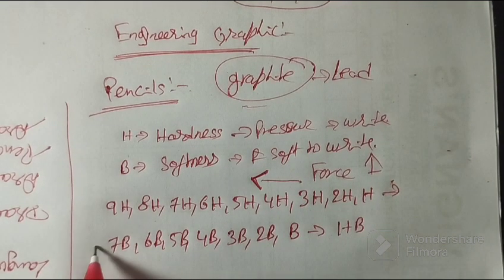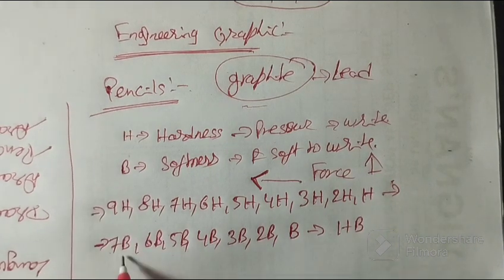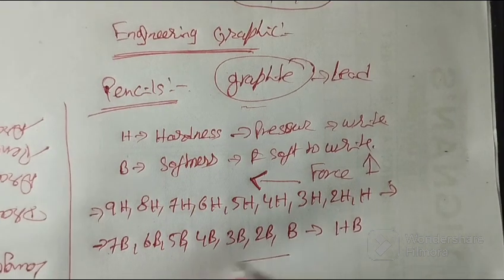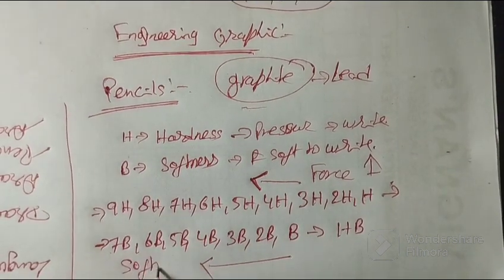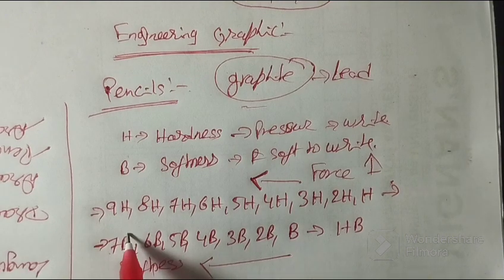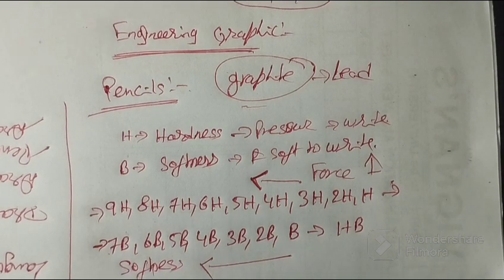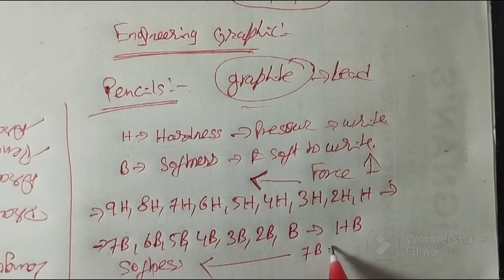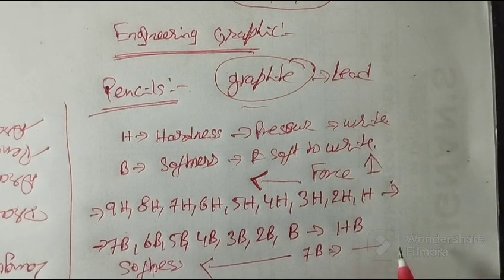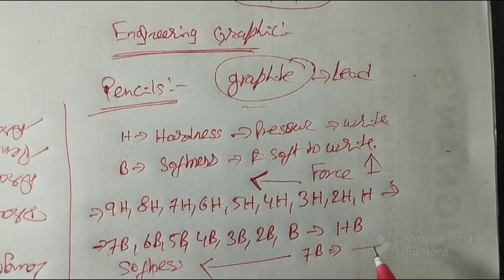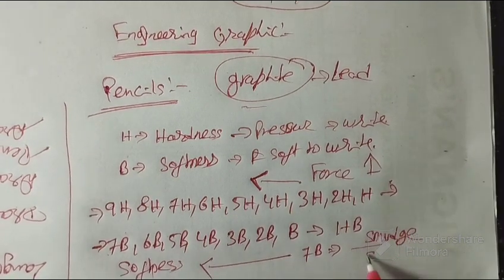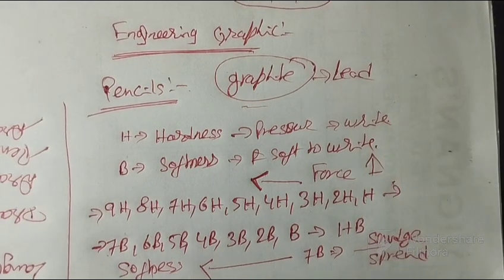Now, this is about softness. B stands for softness. As we increase from B to 7B, the softness of the pencil increases. Then what will happen? If the pencil is too soft, let us take 7B, it will be very easy to write. But after writing, if you try to erase it, it will smudge. Smudge means what? It will spread over.